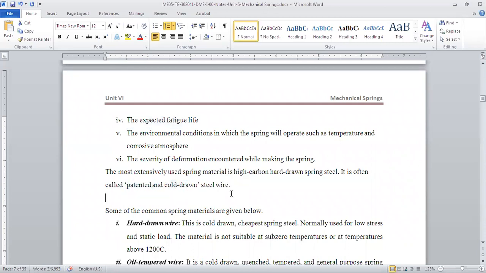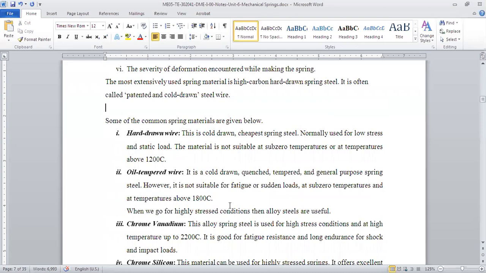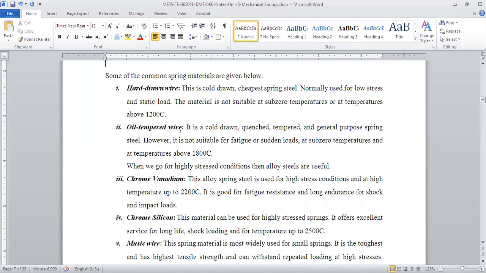That is the one which is mostly used. But there are different types of spring materials also. Hard drawn wire, right? This is cold drawn. Cold drawn means without heating it, the coil will be made, and because of that, it will be cheaply available, but it is for low stresses, right? Oil tempered is again a cold drawn wire, which means the temperature will not be increased, but it will have oil for lubrication purposes, right?